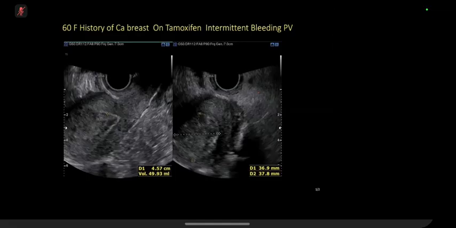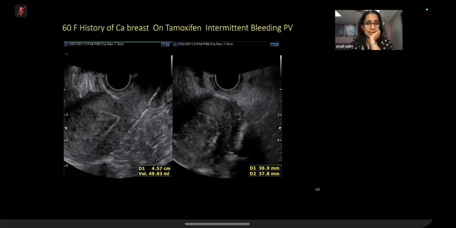Less than 5 millimeter. Same goes for in the presence of postmenopausal bleeding. Again, less than 5 millimeter is accepted as normal. So here, the endometrium is quite markedly thickened. It's close to 4.5 centimeter. So we are worried about an endometrial CA.